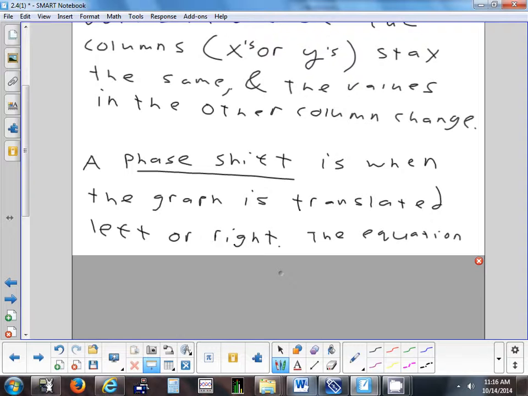The first thing you have to figure out is what is happening to this graph. Is it moving left and right? Is it stretching? What's happening? Then once you can identify what kind of transformation it is, I'm going to give you steps for each one.